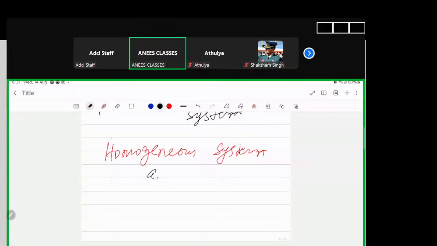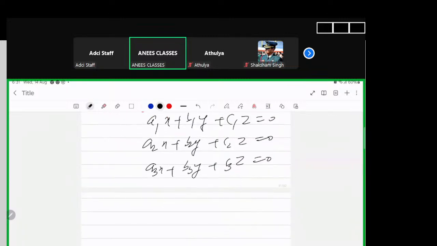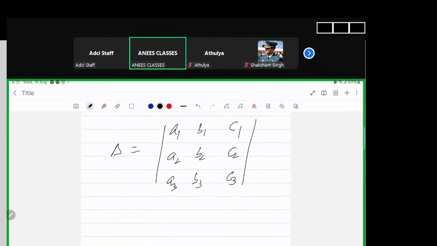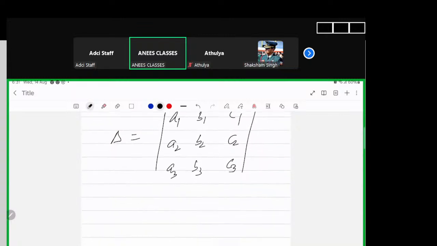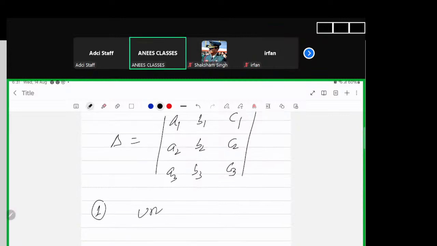So for homogeneous, three variable system: A1x plus B1y plus C1z equal to 0, A2x plus B2y plus C2z equal to 0, A3x plus B3y plus C3z equal to 0. Right? So we will only find your delta: A1 B1 C1, A2 B2 C2, A3 B3 C3. Okay? Understood? Yes, sir.